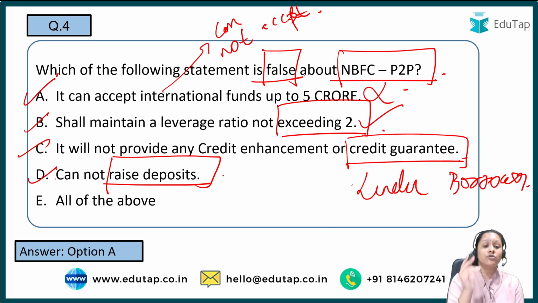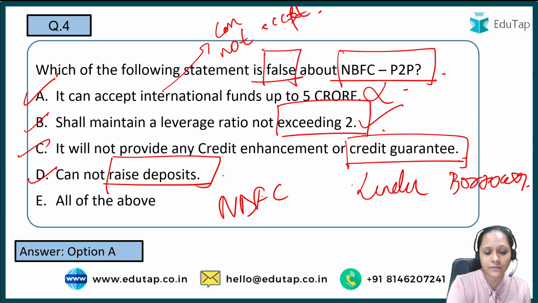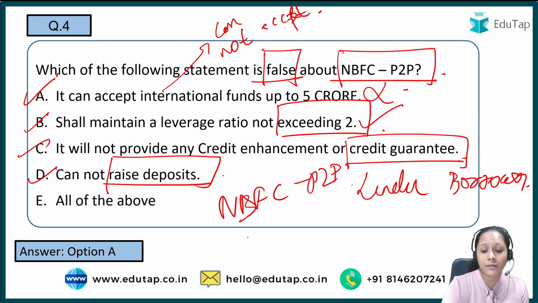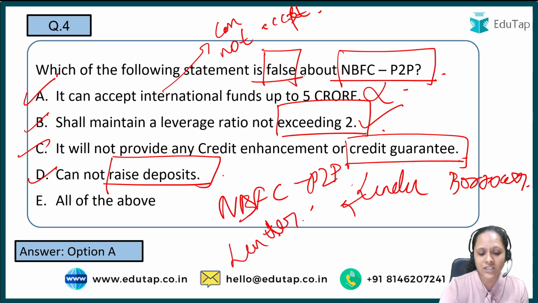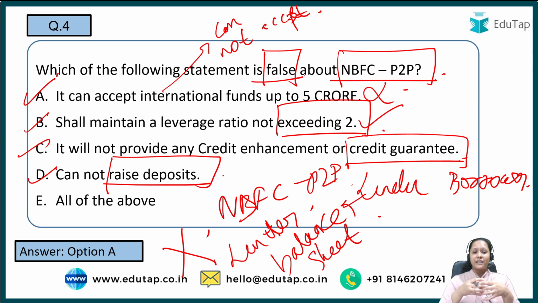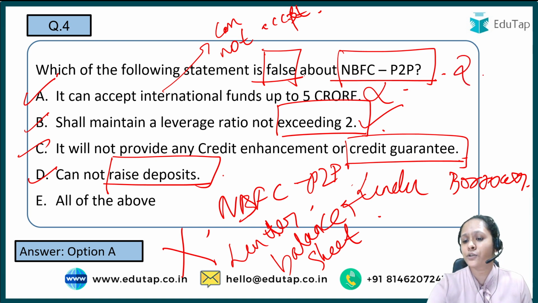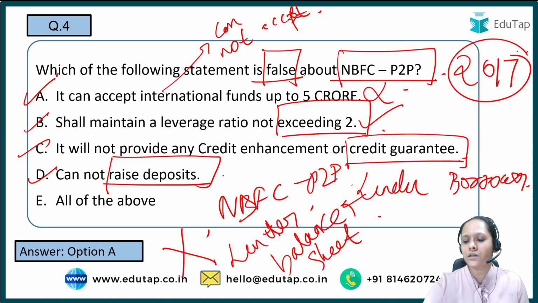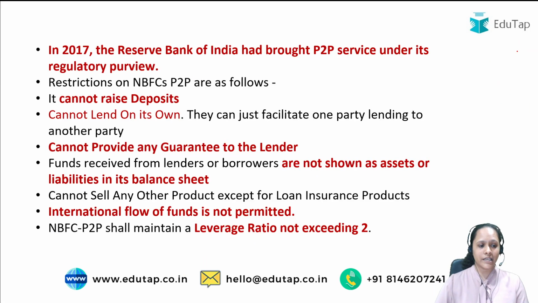Apart from this, you should also remember that these NBFC P2Ps, they cannot show this amount they receive from the lender in their balance sheet. ठीक है? ये इस अमाउंट को अपने बैलेंस शीट पे एंट्री नहीं कर सकते. ठीक है? So when did RBI take this NBFC P2P under their ambit? In the year 2017. So let's move ahead and see the explanation.